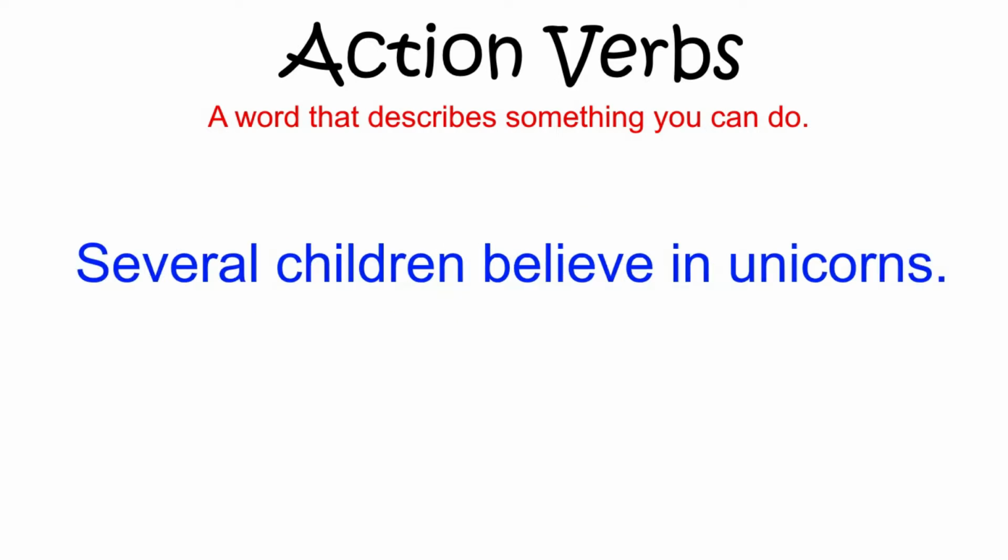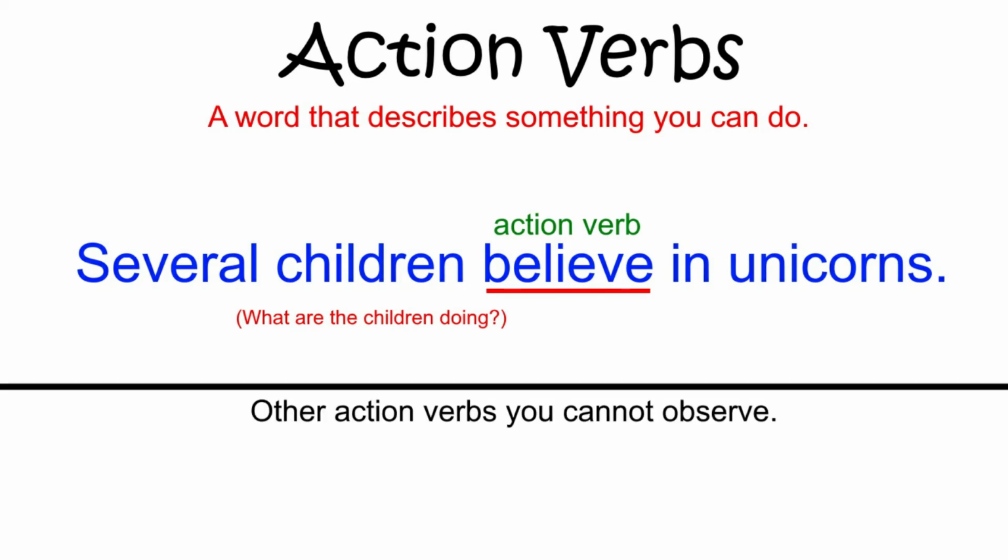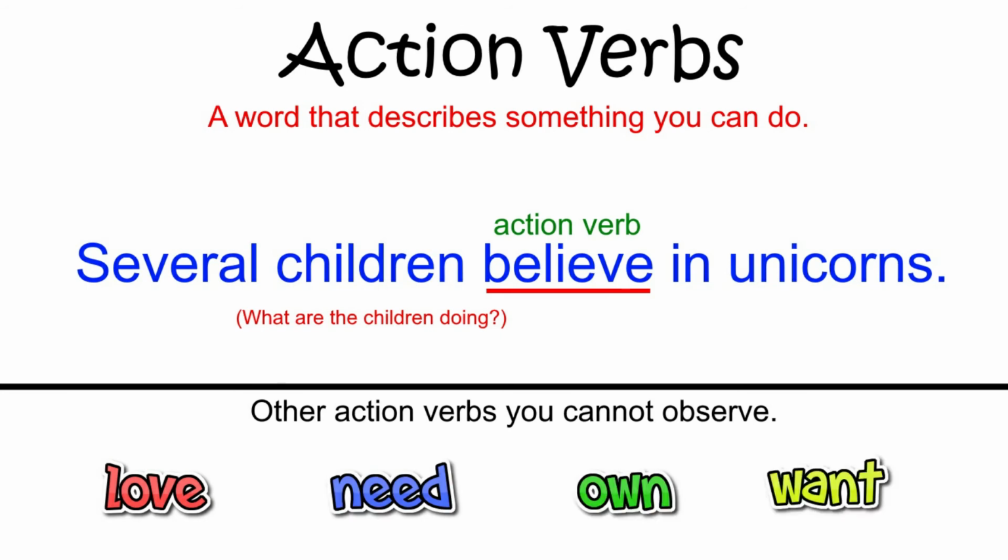Now, let's look at a sentence that contains an action verb that you cannot see happening. The subject of this sentence is children. To find the action verb, you can ask yourself, what are the children doing? Even though you cannot see children believe in unicorns, the word believe is the action that is taking place, so believe is an action verb. Some other examples of action verbs that you cannot see are love, need, own, and want.